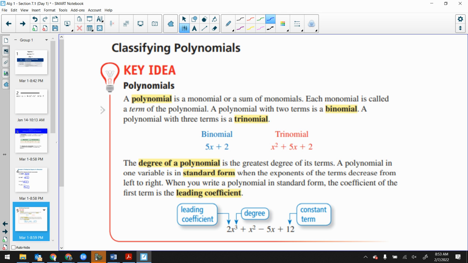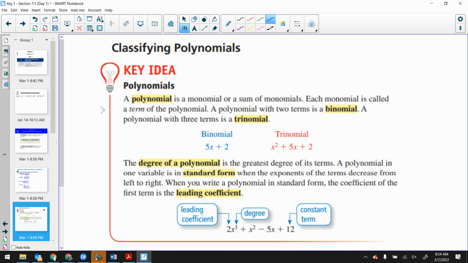Now, when you start adding in more terms, you can have more unique names. Like 2 terms is binomial, 3 terms is trinomial, right? 4 terms actually doesn't have a name. You just call it a polynomial. Remember that all of these are still polynomials. A monomial is still a polynomial. It just has a unique name to it, okay? We're going to talk about the standard form and leading coefficient in a little bit.